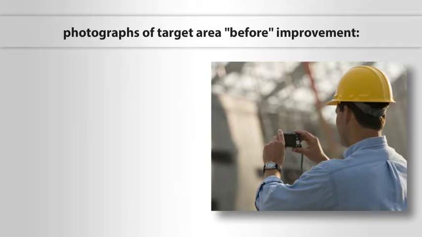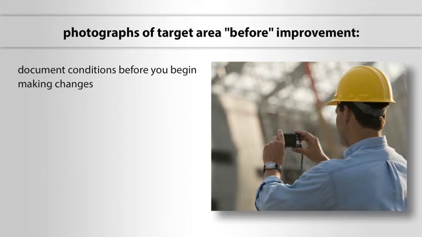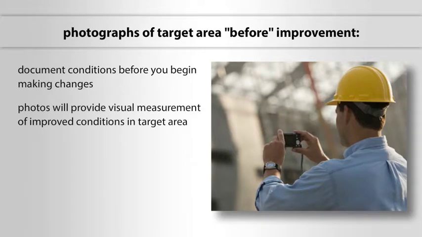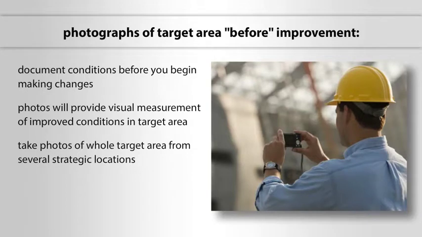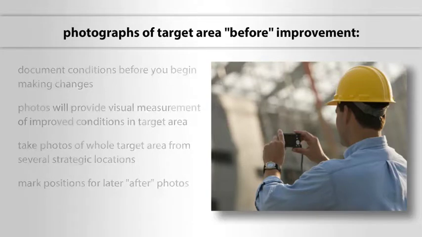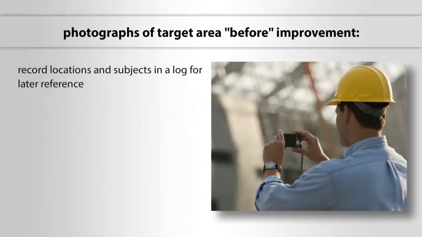Element 4. Photographs of the target area before improvement. It is important to document conditions before you begin making changes. These photos will provide a visual measurement of improved conditions in the target area. Take photos of the whole target area from several strategic locations. Mark or remember the positions for later after photos. Record the locations and subjects in a log for later reference.